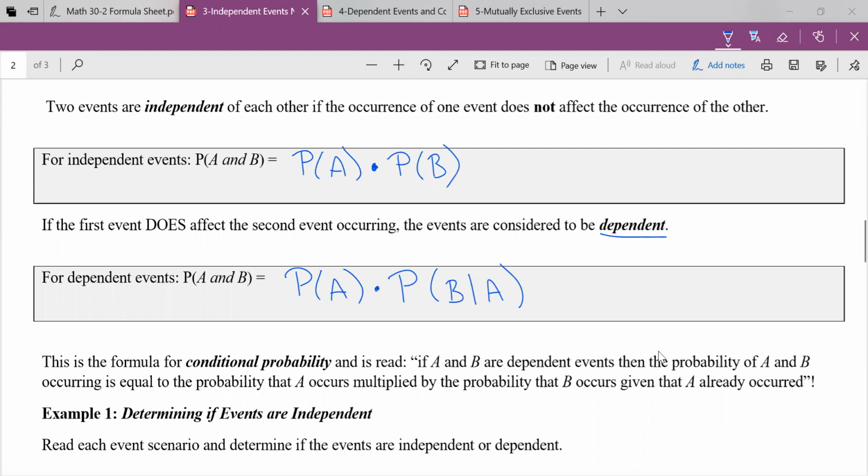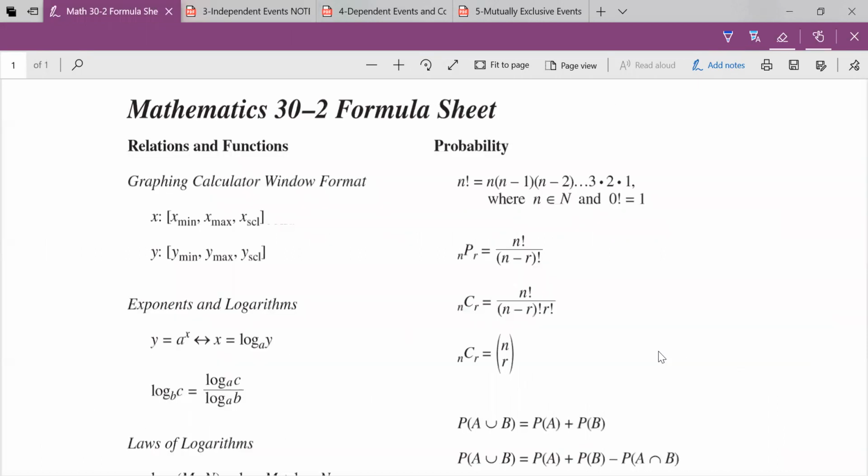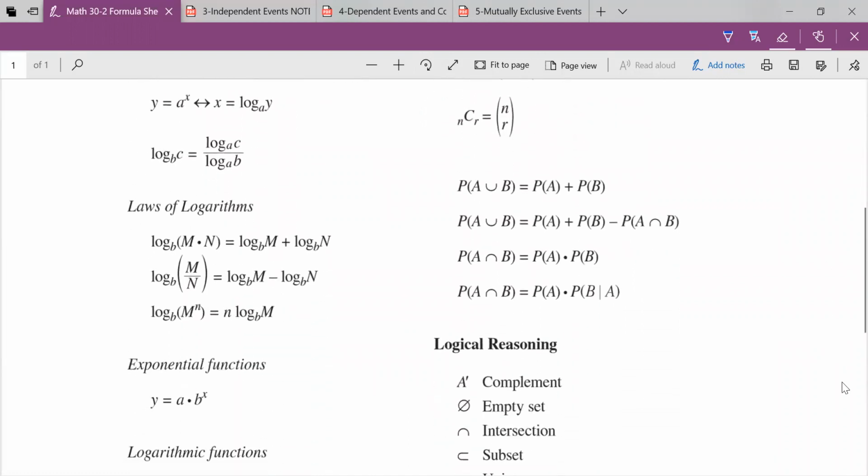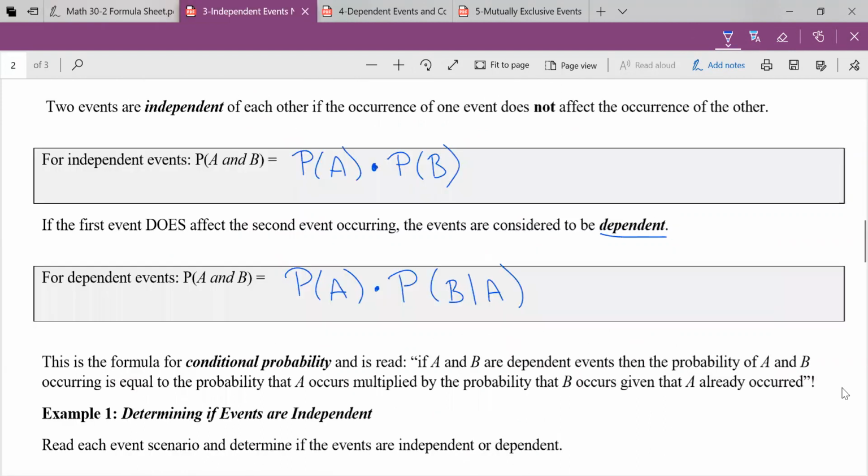Now, you don't have to memorize these. Here is your formula sheet, which you should always have in front of you. And if I could scroll down, I would show you that right there is what we just did. So here is independent events right there. And there's your dependent events right there. Okay, so there it is. It's on your formula sheet. You really don't need to memorize it.